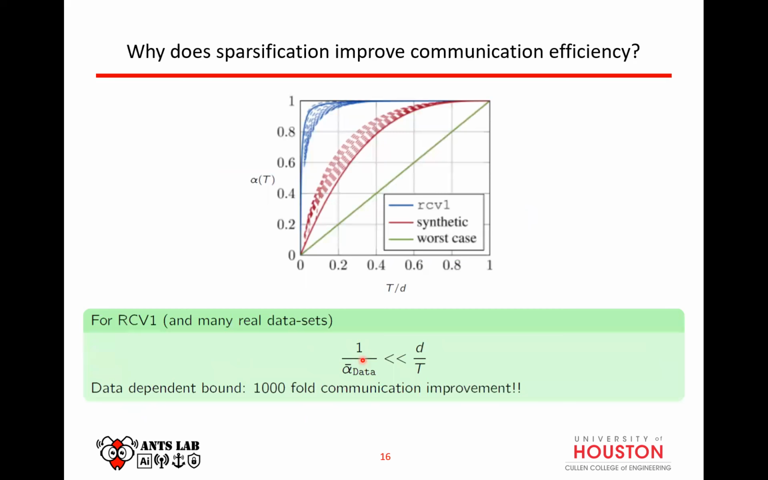Based on this, they explain the same graph again, saying that for many real data sets that they use, the value of 1 over alpha is going to be very, very much less than d over t. So it is not completely dependent on the dimension of your data. So you now have a new metric which is dependent on the data, and while it explains how well your communication is working, you can also see that there is a 1,000-fold communication improvement in this scenario.